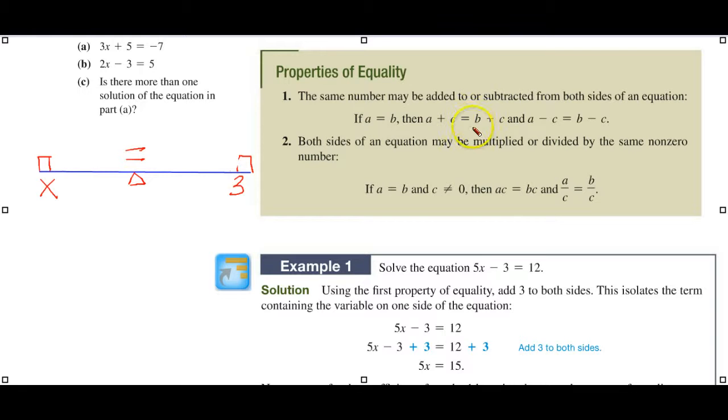And here they're indicating that if A equals B, if we add a C to both sides, it's still equal. It's not the same, but still equal. Or if we subtract the C from both sides, it's still the same. And that's true if we multiply or divide both sides by the same non-zero number. So let's look at some examples here.